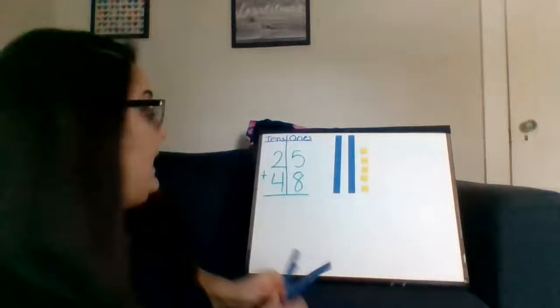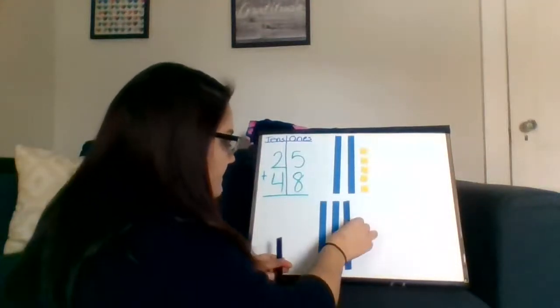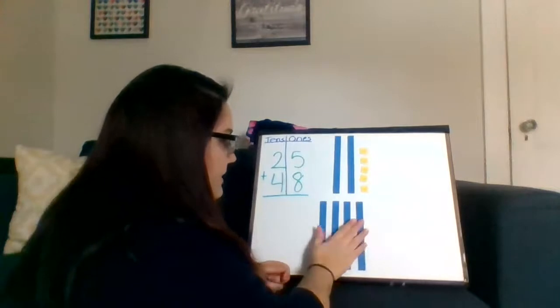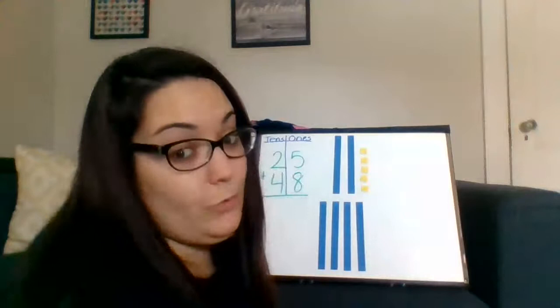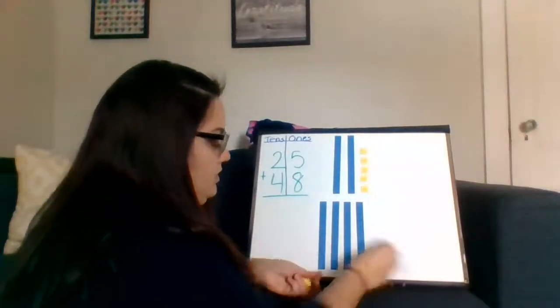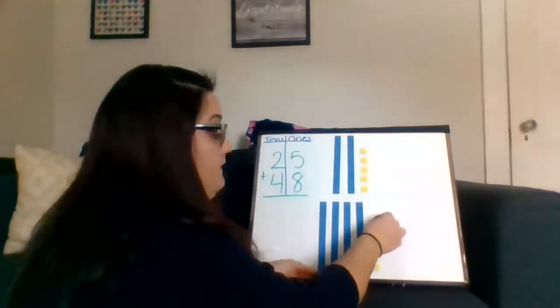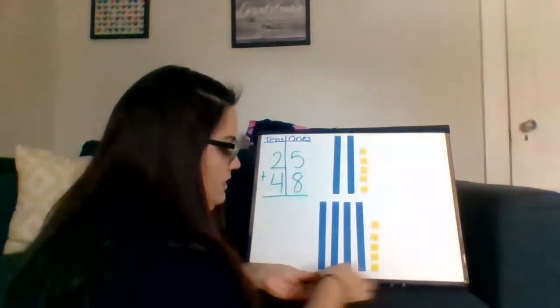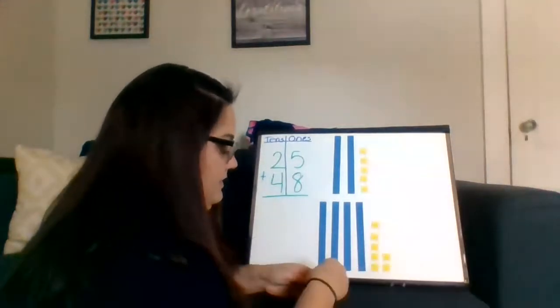Now I need to make 48 with my base 10 blocks. I'm going to use 4 10s and now I'm going to use 8 ones because there's 8 ones in 48. 1, 2, 3, 4, 5, 6, 7, 8.